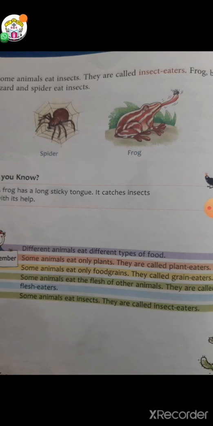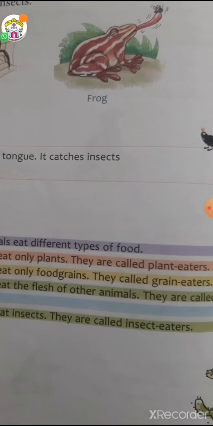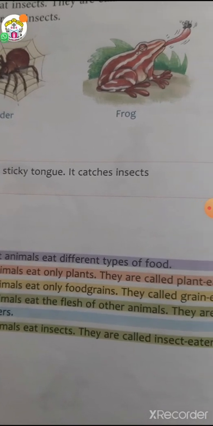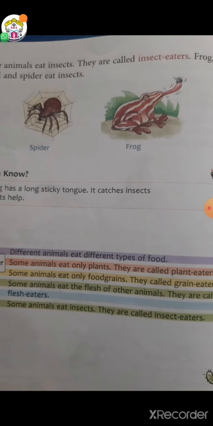Some animals eat the flesh of other animals. दूसरे animals के flesh को खाते हैं. They are called flesh eaters. And some animals eat insects. जो कीड़े मकोड़े insects खाते हैं. They are called insect eaters. So plant eaters, grain eaters, flesh eaters and insect eaters. We have learned these very important points in this chapter, as well as they are very informative for us.